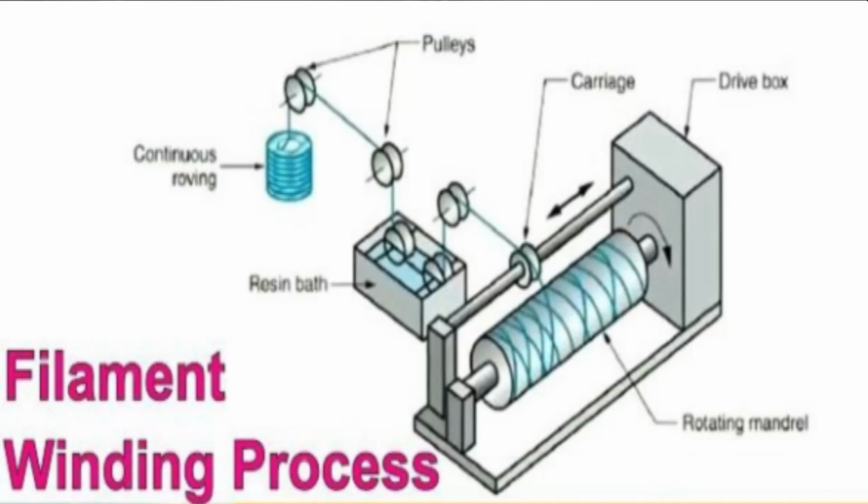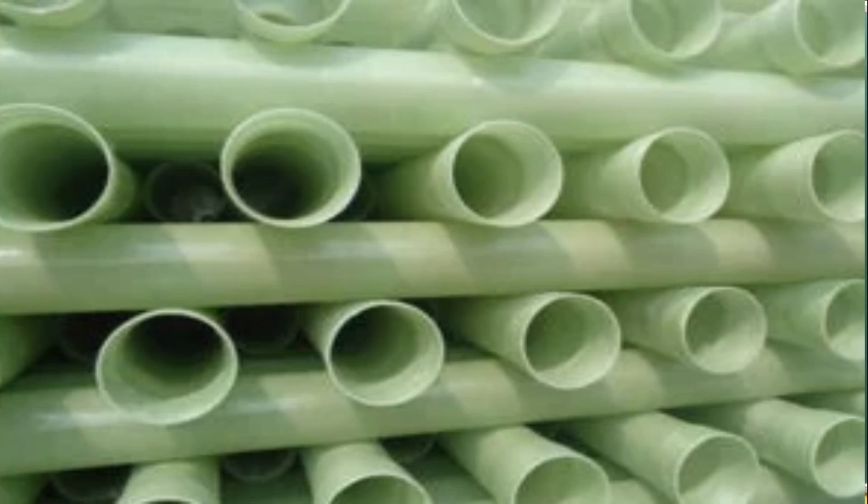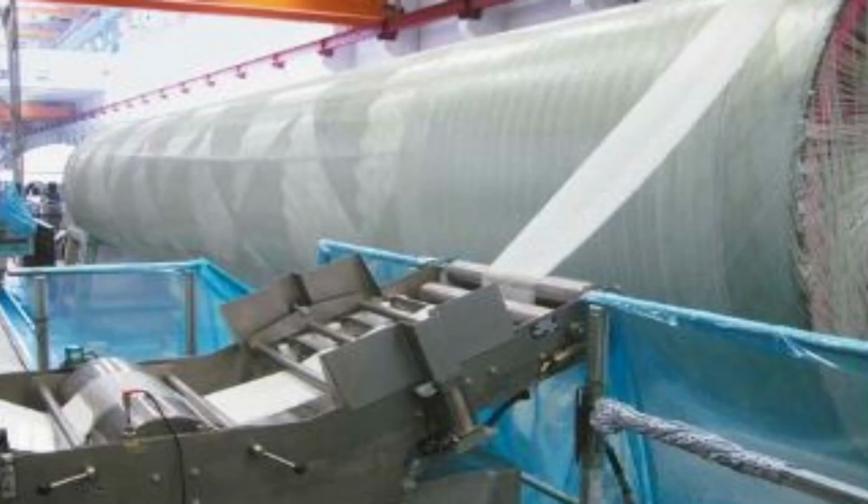Filament winding is a process in which continuous fibers are pulled from a large spool and wound onto a rotating mandrel. Okay, so once a sufficient number of layers have been built up, the wound form is cured and then the mandrel is removed. The parts most commonly manufactured using this method are cylindrical pipes, drive shafts, etc.